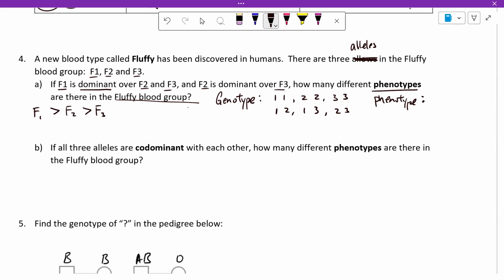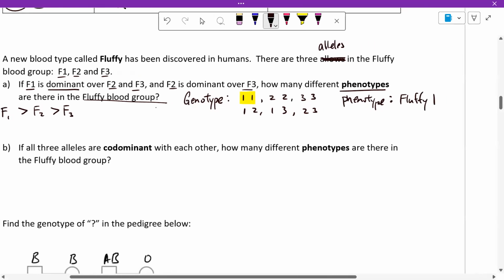So what about the phenotype? Well, let's take a look. The first one here, 1, 1. What kind of blood group is that? Well, it's only 1, so we'll call that fluffy 1. The name doesn't really matter; it's just easier to see that it's 1. Is there another combination here that will be fluffy 1? Yeah, 1, 2 and 1, 3. Exactly.